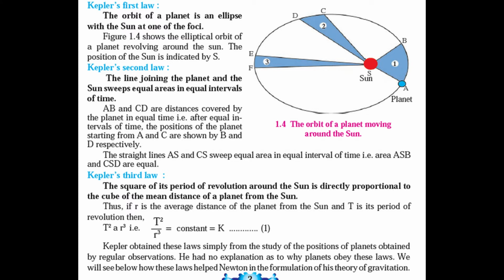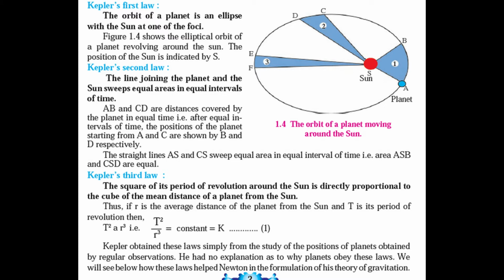The orbit of a planet is an ellipse with the sun at one of the foci. Now we just saw 2 foci of an ellipse, and this first law says that the orbit in which the planet moves has got a shape of ellipse, and one of the foci of the orbit is the sun. Look at the diagram carefully. It shows the elliptical orbit of a planet around the sun, and the position of the sun is a red dot, which is S. That's the first law of Kepler.